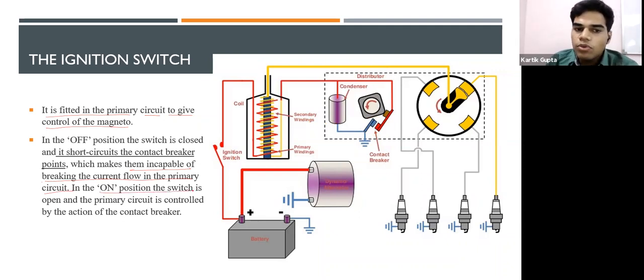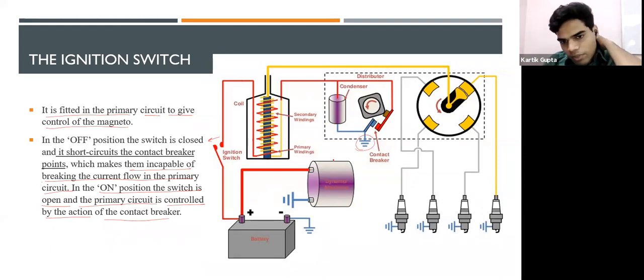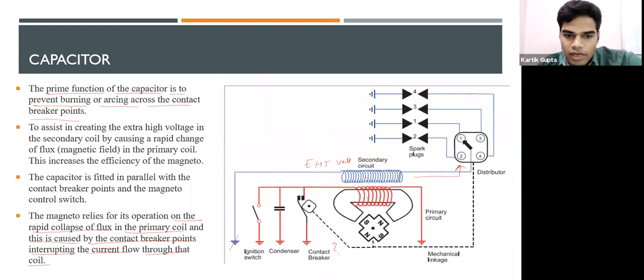But in the on position, the switch is open. The primary circuit is controlled by the action of the contact breaker. Now the contact breaker will also open, and that will create the EHT charge. Grounding wires are used to switch off the magneto. You can see the grounding wire is also used here. We already discussed the grounding wire in the previous picture I showed you.